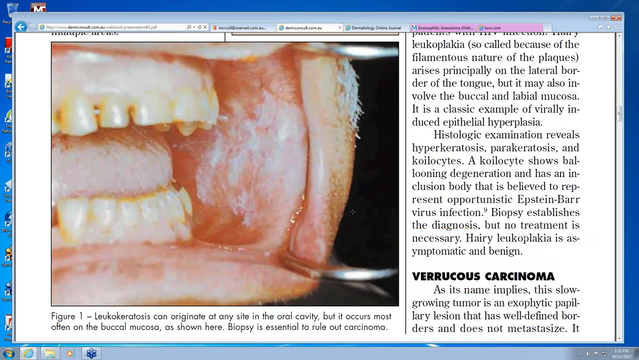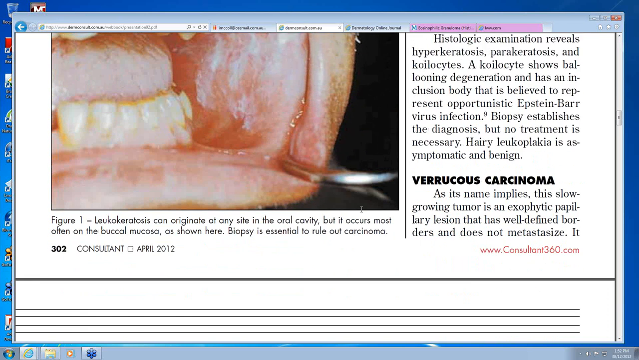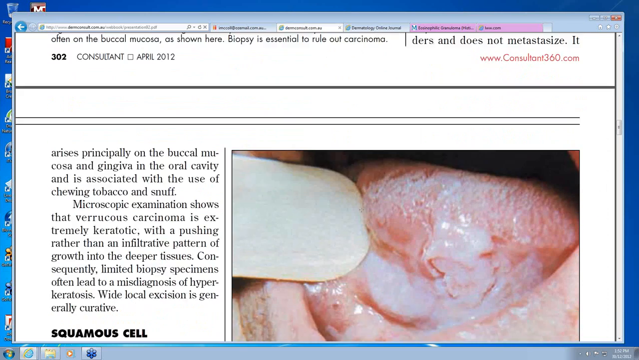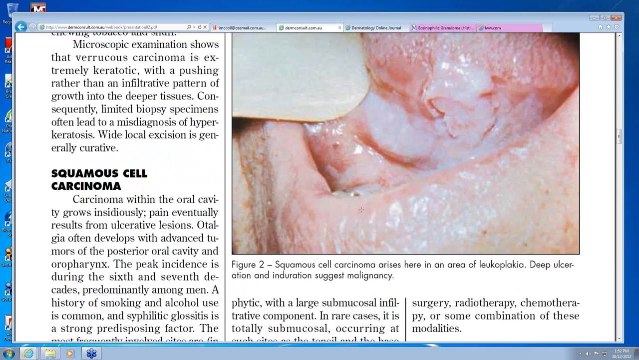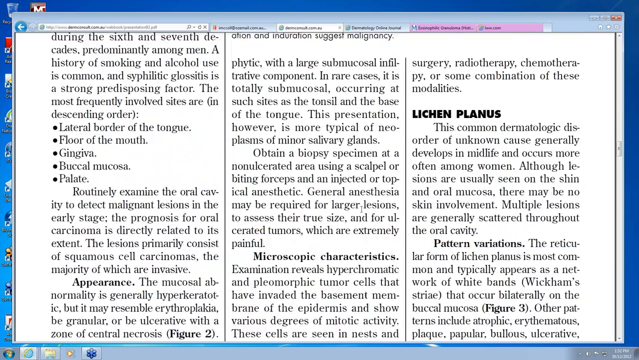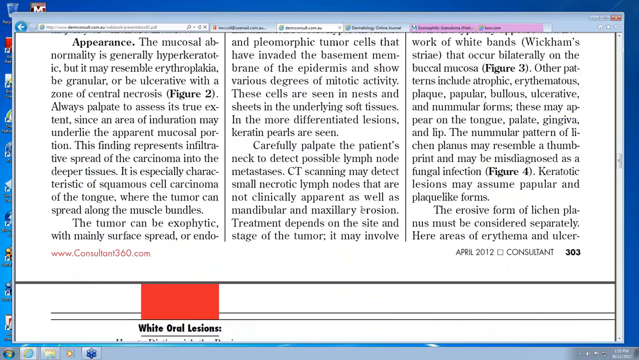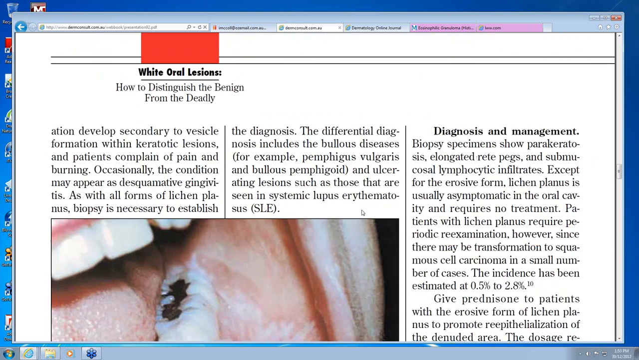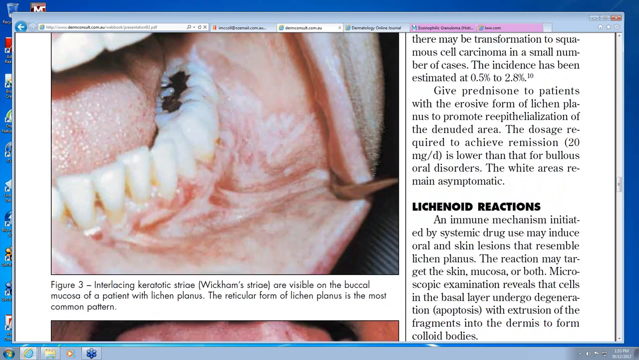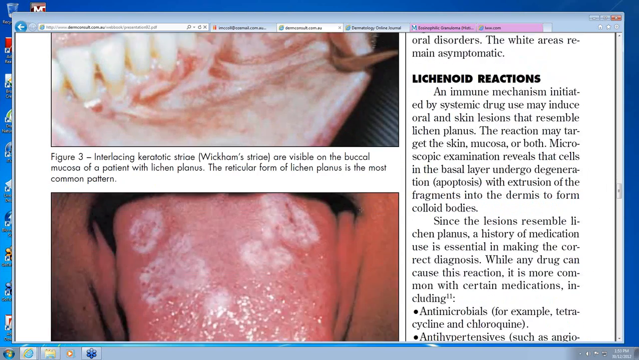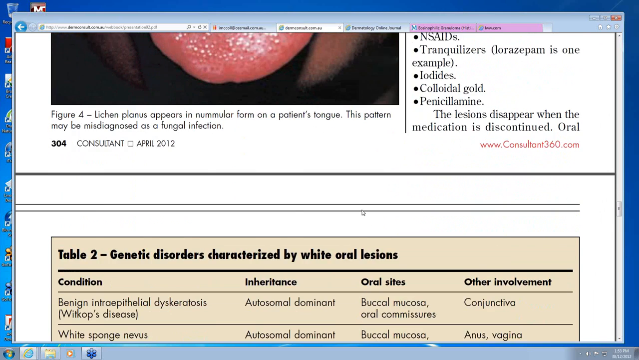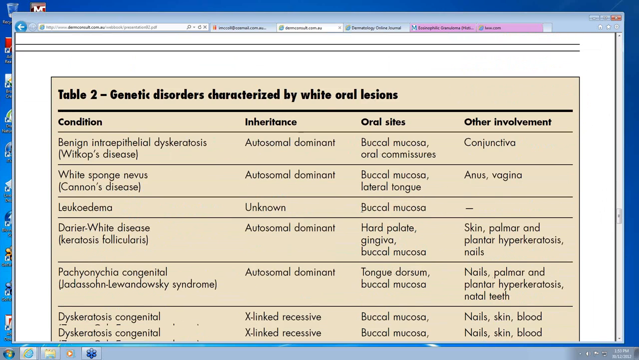What's this one here? That's just leukokeratosis. You'd biopsy it. This was an SCC. When wanting to get to the congenital ones, bear with me while I flick down to them. Okay, that's lichen planus. Don't want that. Sorry, here we go. Genetic disorders.